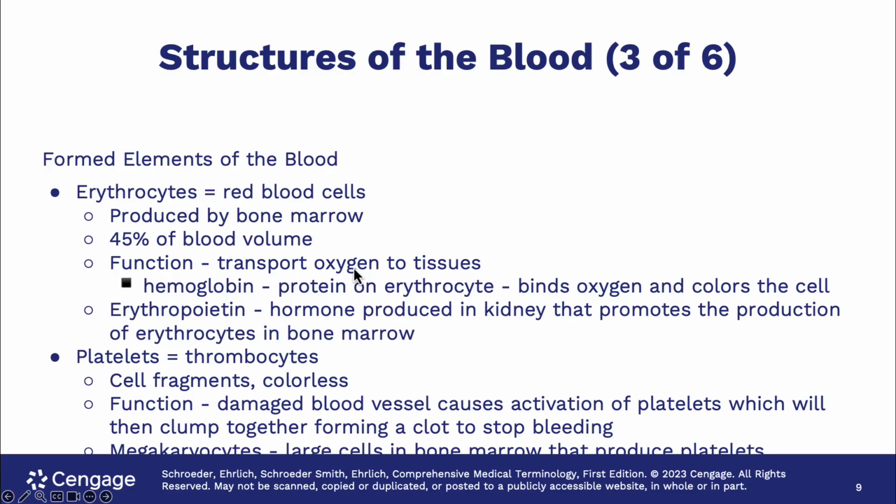As far as erythrocytes, these are red blood cells, and they're 45% of the blood volume. They're produced in the bone marrow, that's important to remember, and they transport oxygen. Remember, they're packed full of hemoglobin, and the hemoglobin then attracts oxygen across the lung membranes and then transports the oxygen to the tissues that need it. And then there's erythropoietin, which is a hormone produced in the kidney that promotes the production of erythrocytes in the blood cells. So that's one other element to keep in mind.